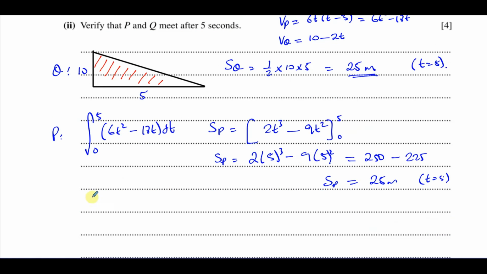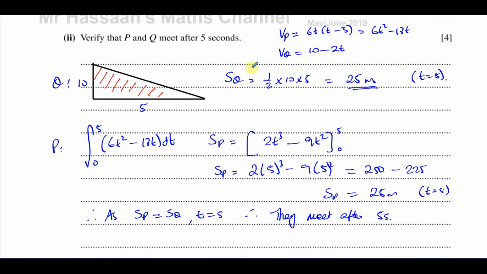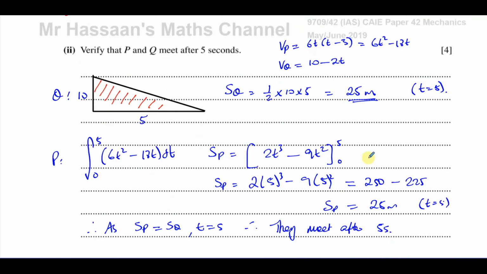So as the displacement of P equals the displacement of Q at t equals 5, therefore they meet after 5 seconds because they're at the same place at the same time. Okay, so that's the proof for part 2, and there we have that answer.